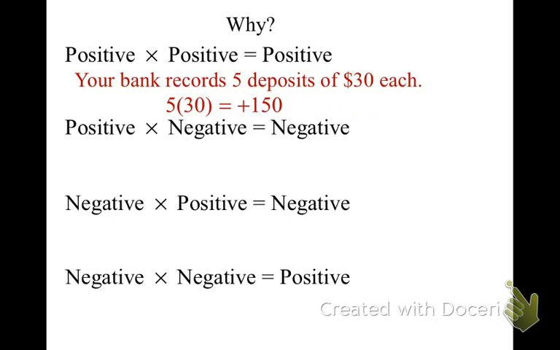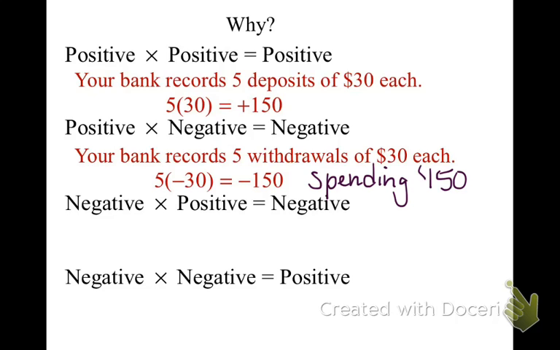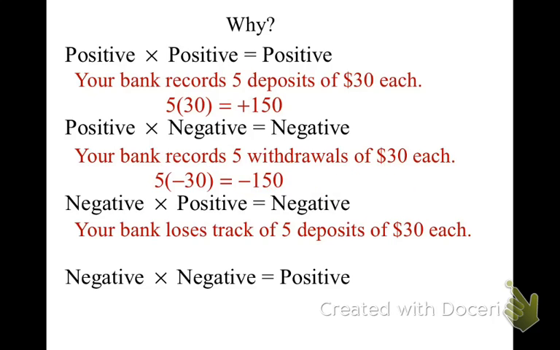Now let's look at the next example, positive times a negative. Why is that negative? My real life example: I have my bank record show 5 withdrawals. That's a minus. I'm taking it away, $30 each. That's my money, so that's a positive. So, how do I set this up? I'm withdrawing it, so 5 withdrawals, which means I'll be losing, or in this case, spending $150. That's why it's a negative. I'm withdrawing, taking out $30 at a time.